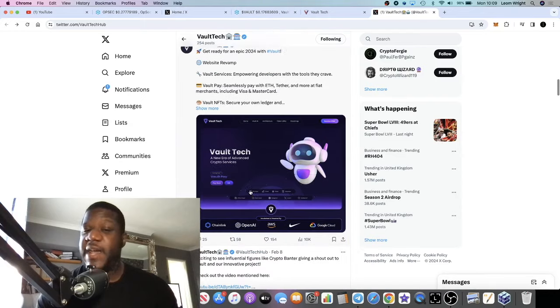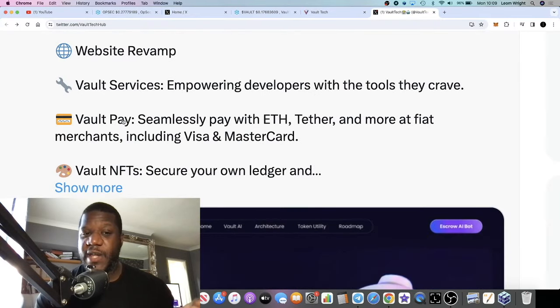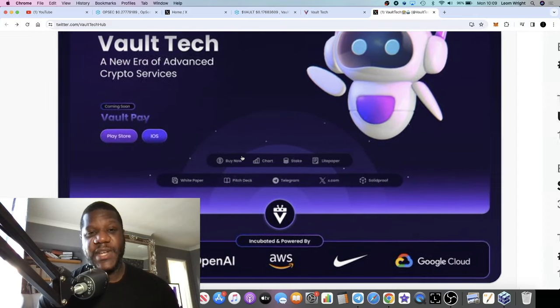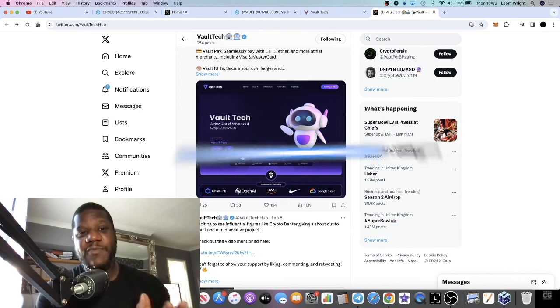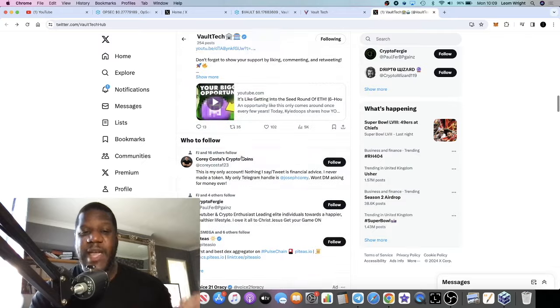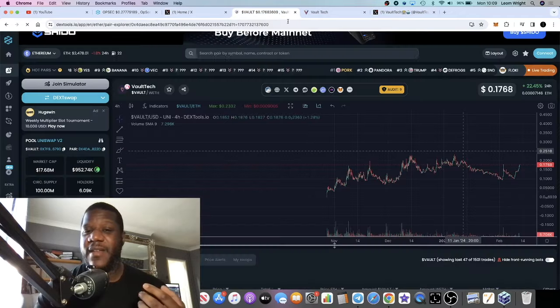Okay guys, as I said, this is in the payment sector as well as AI, right? Telegram and so on. But they are also working on Vault Pay, so you can seamlessly pay with Ethereum, Tether, and more at fiat merchants, including Visa and MasterCard. So this to me seems like a pretty bullish project, in my opinion. For a few weeks now, I've seen consistent partnerships being formed with various other crypto projects, and then seeing things like IBM and Amazon just makes me even more bullish. So yeah, super bullish on this project.